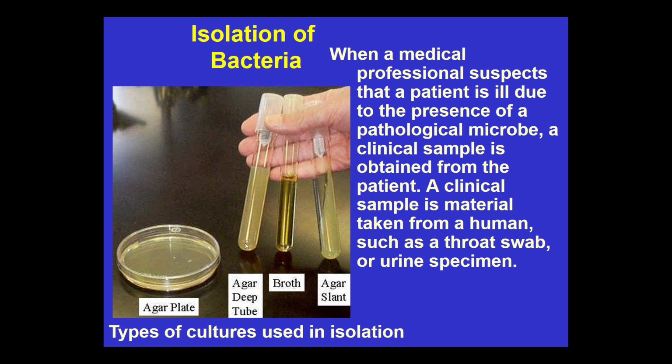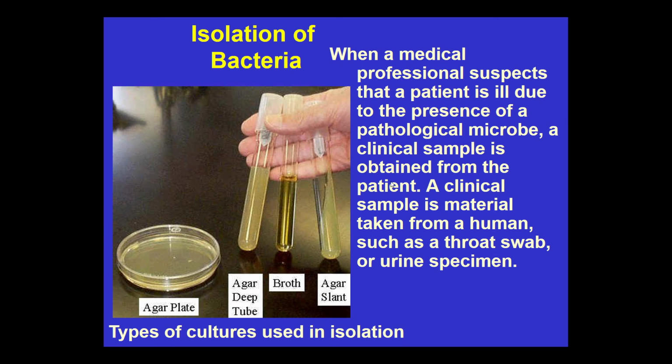Then we may have the agar deep tube that is used for the growth of anaerobic bacteria. Then we have a liquid medium, the culture broth, to increase the number of bacteria dramatically, because bacteria grow better in the liquid medium than in the solid medium. And also we may see agar slant, and this culture is used to keep the pure culture of bacteria.